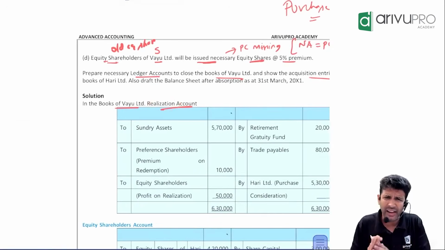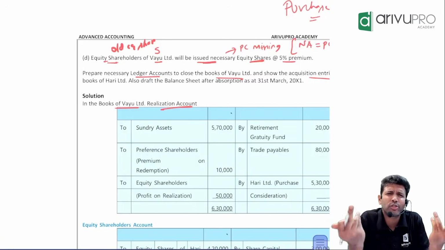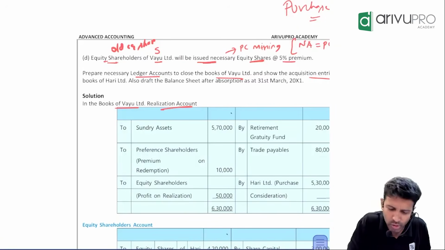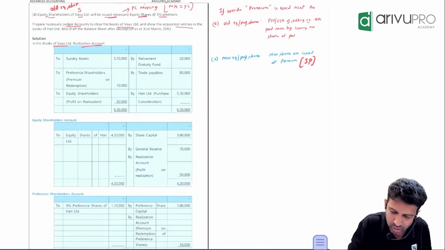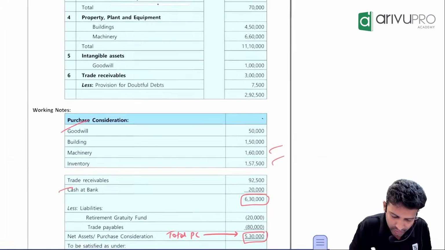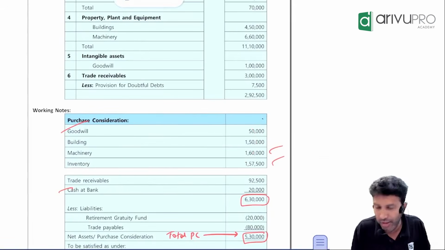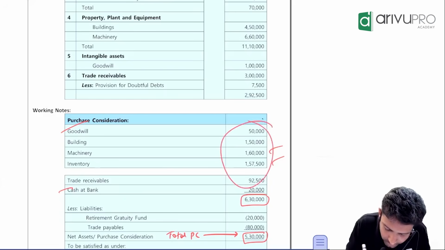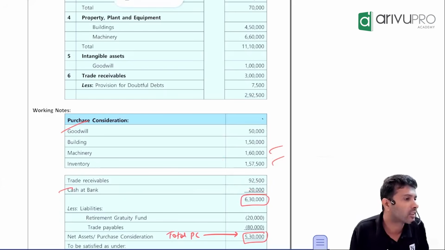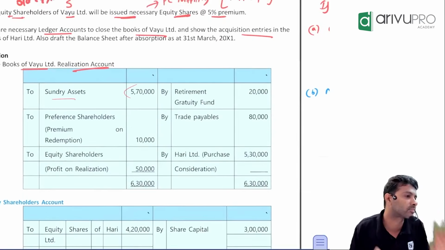In fact, in all our classes, we used to show each asset individually, but ICAI, the mother body, allows a shortcut. See how many assets the selling company has. They have many, no? I feel each asset should be credited individually because each is a separate ledger. But ICAI gave one shortcut. Add all this. What are you getting? 6,30,000. They directly pass the entry realization account debit to sundry assets.